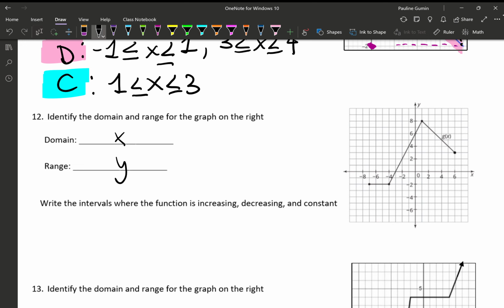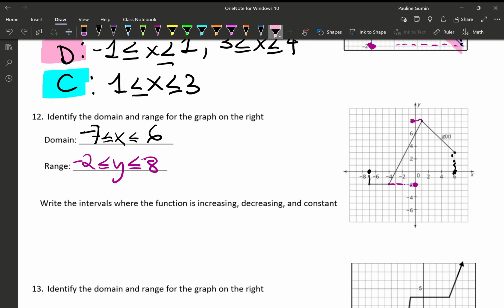Domain is our x's, range is our y's. It looks like I have all closed circles, so I'm just going to go ahead and put in my symbols. Oh, no, I was going to do y's in a different color. Silly Gumin. Okay. All right, x's. Let's go left and right. Our graph on the left starts here. That's -7. And it ends right here. That's 6. For the y's, the lowest the y's go is -2, and the tallest is 8.